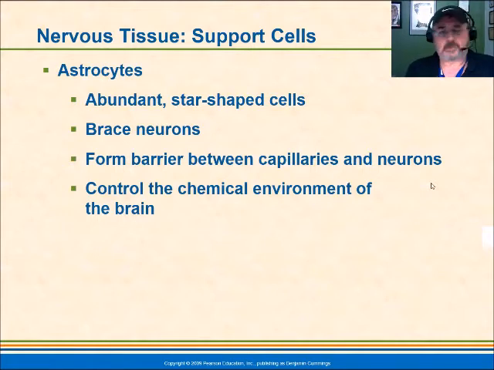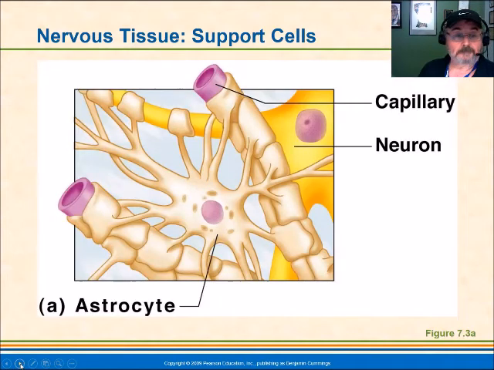So we have these astrocytes that control it. I think of the astrocytes as being like waiters. You don't go into a restaurant, go back to the kitchen, prepare your own food, and bring it out. You have someone who goes and gets it for you, selects what goes in there, and then gets it to you. So they also control the chemical environment of the brain.